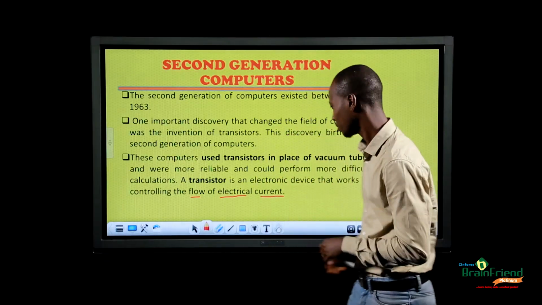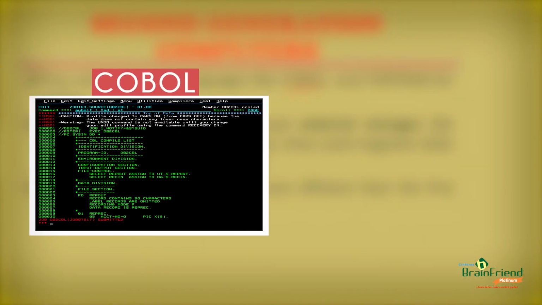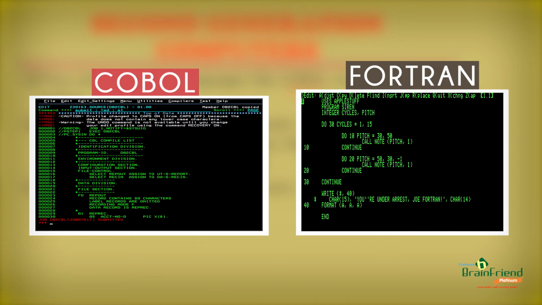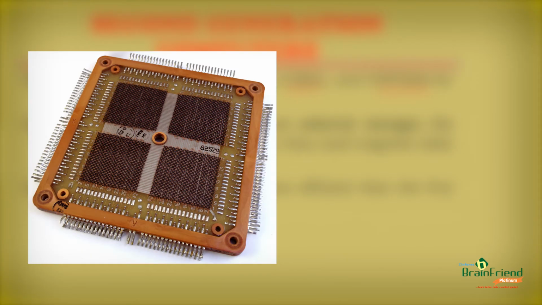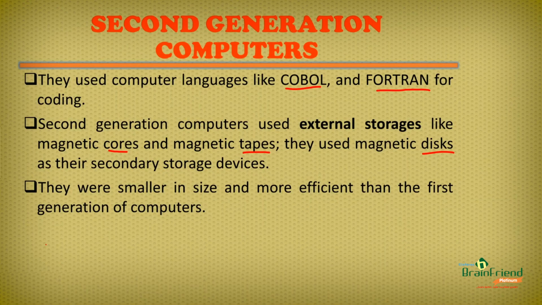Going on, the second generation of computers use computer languages like COBOL and Fortran for coding. And for storage, they used magnetic cores, tapes, and disks. And now, let's look at some examples of this generation of computers.